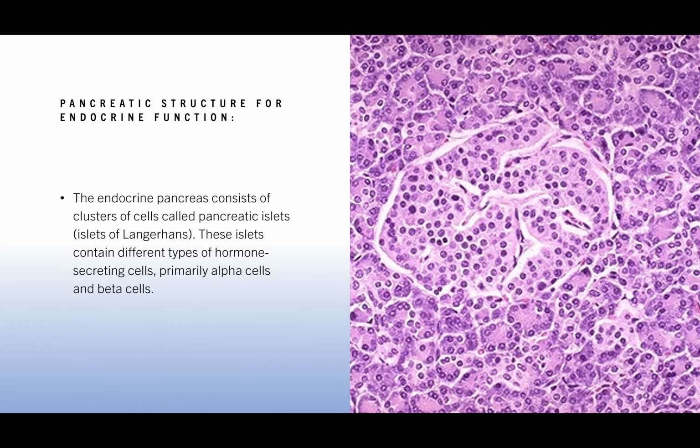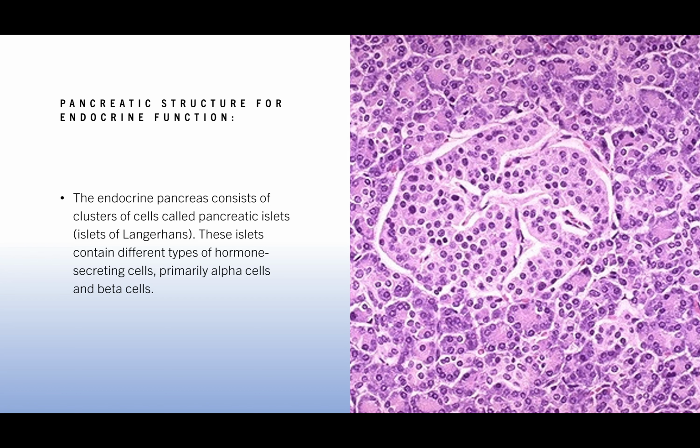So the endocrine pancreas, we have an exocrine function, but we're looking at only the endocrine function. The exocrine function would have been to produce certain types of enzymes, but we're only looking towards the endocrine function at this time. So the endocrine pancreas consists of clusters of cells called pancreatic islets, or the islets of Langerhans. I'll be speaking to them as the islets of Langerhans.